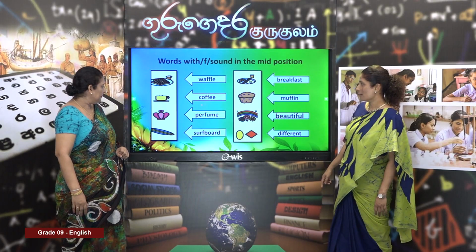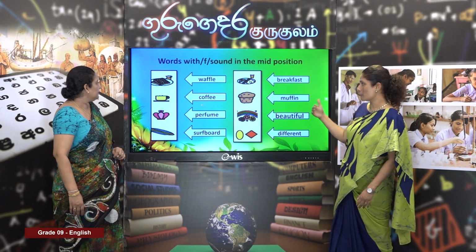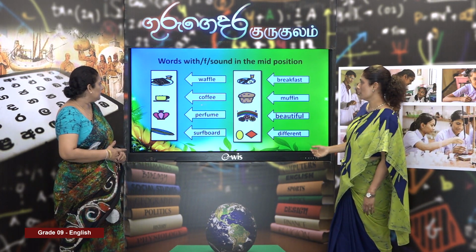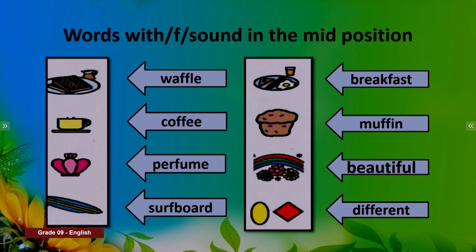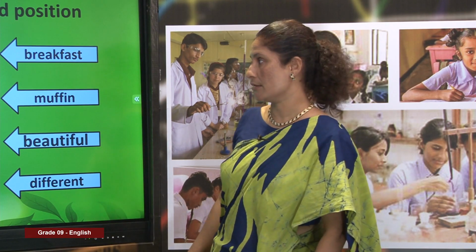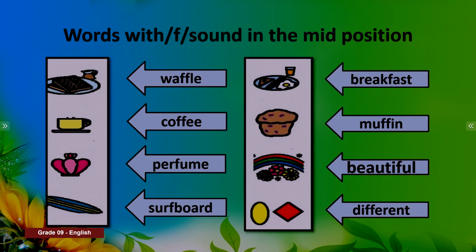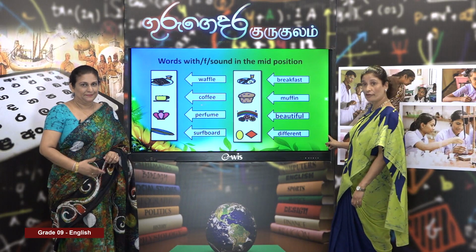Okay children, let's read them again. I will start reading. Both of us are going to continue till the end. You can join us in reading. Reading aloud is very important in improving pronunciation. So let's start now, right? Waffle. Coffee. Perfume. Surfboard. Breakfast. Muffin. Beautiful. Different. Very good.